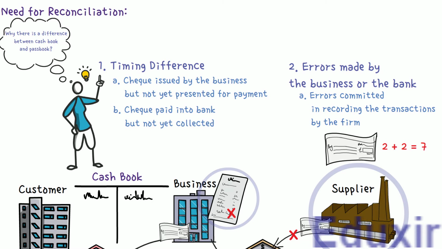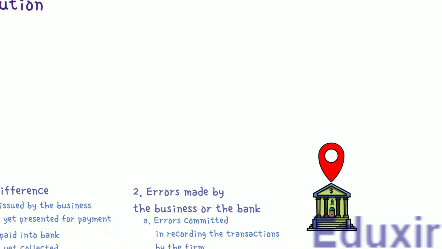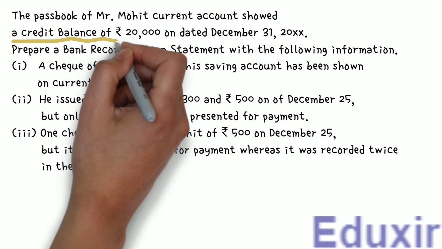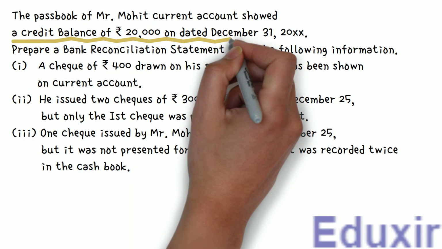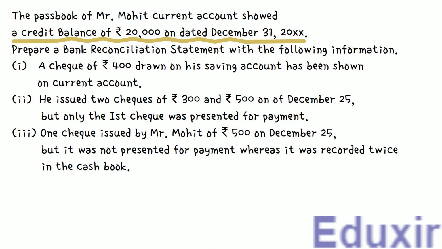Now, with this information at our disposal, let us now proceed with the analysis of these details in the problem. Here it is given that the balance as per the passbook of Mr. Mohit is 20,000 rupees. Also, I want to reiterate that when there is a bank balance, we will show it on the debit side in the business cash book. However, it will be shown on the credit side in the bank passbook. This same concept is applicable to other entries also. So just be aware of this terminology here. Anyway, that is just for your information.